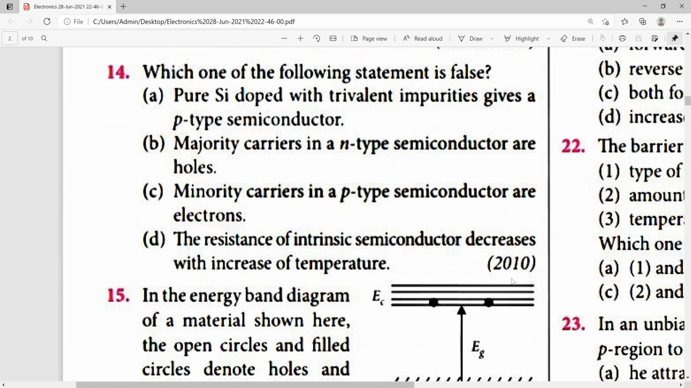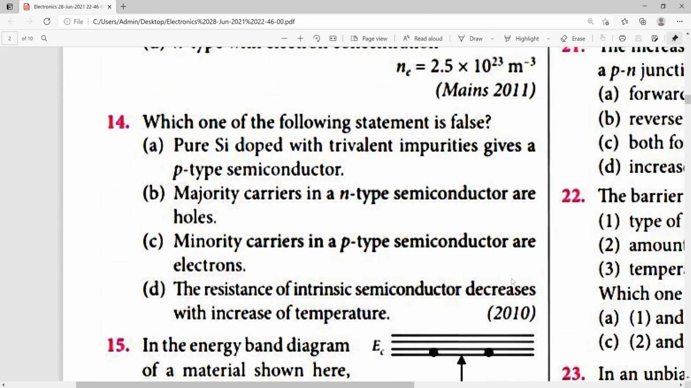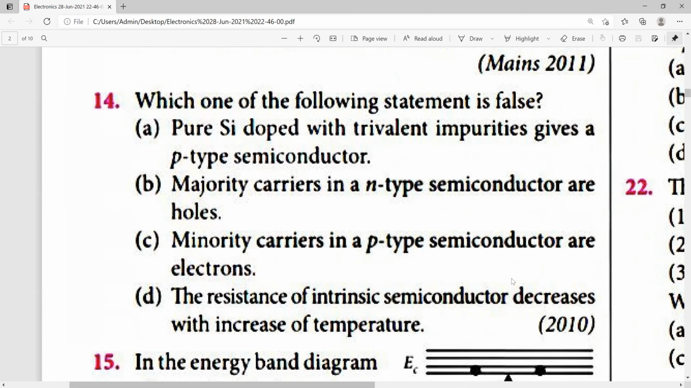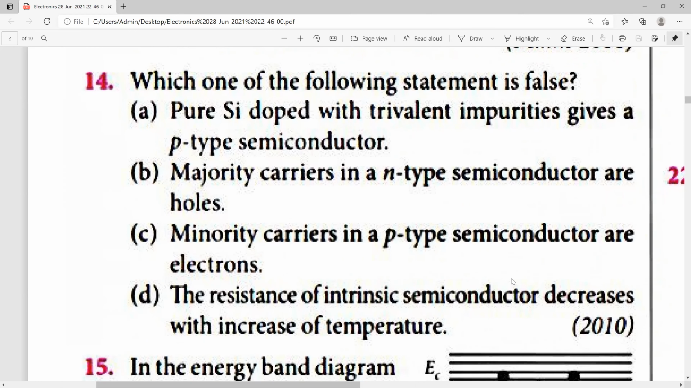Fourteenth one: which of the following statements is false? First one, pure silicon doped with trivalent impurities gives a p-type semiconductor. Second one, majority carriers in an n-type semiconductor are holes. Third one, minority carriers in a p-type semiconductor are electrons. Fourth one, the resistance of an intrinsic semiconductor decreases with increase of temperature.